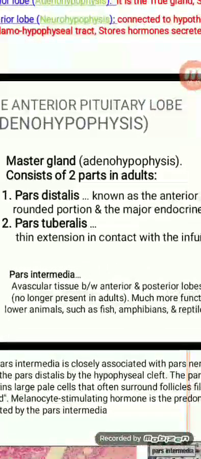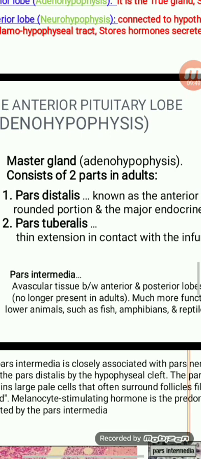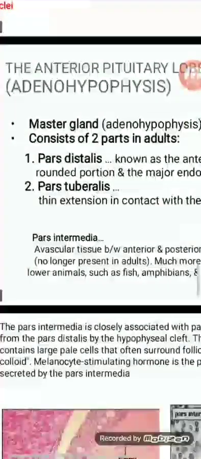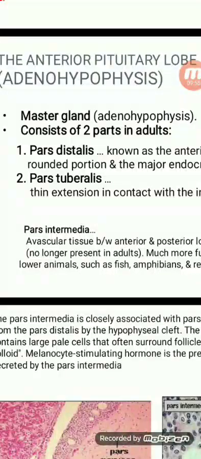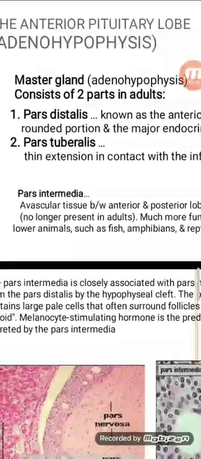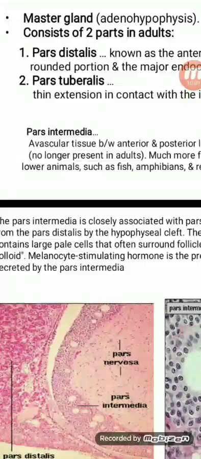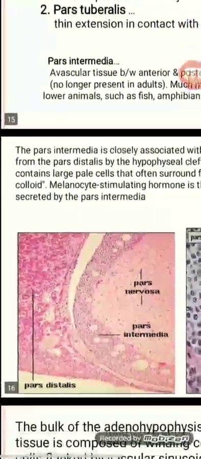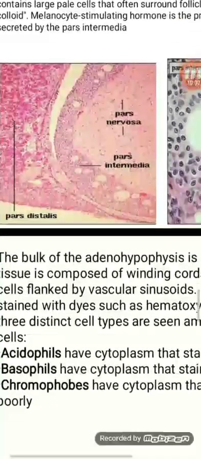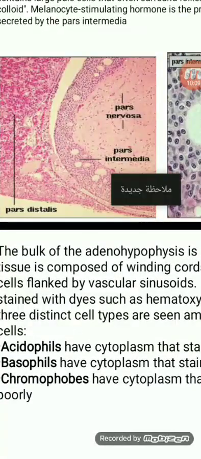The pituitary gland, as I mentioned, is a master gland. It consists of two parts: adenohypophysis and neurohypophysis. The adenohypophysis is a true gland. It has pars distalis, pars tuberalis, and pars intermedia, as you can see here in the pictures. See the pars nervosa, the pars intermedia, and the pars distalis.